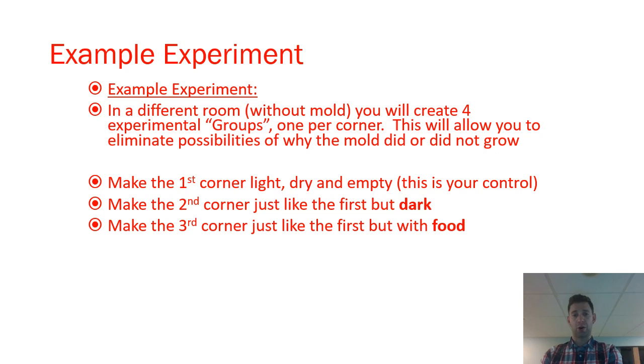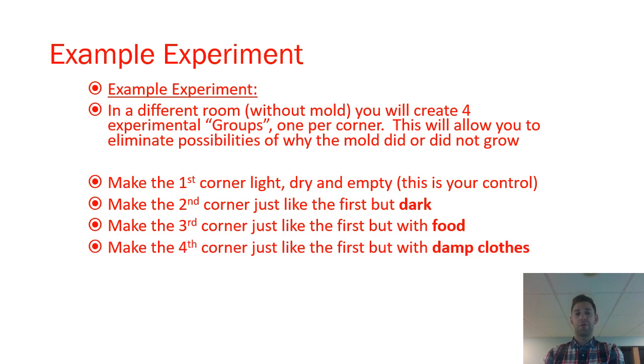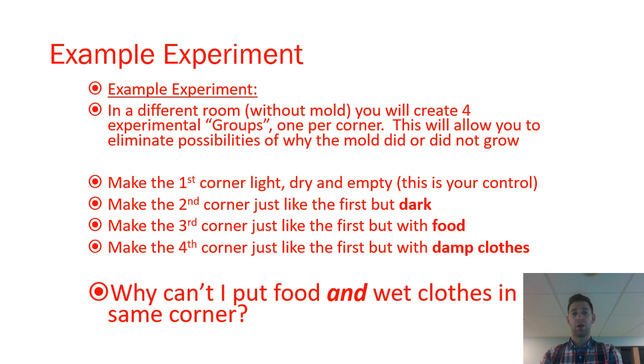Now the third corner is light and it's dry, but there's food in it, testing to see if food leads to mold growth. And then the fourth corner is light and there's no food in it, but there's wet clothes or damp clothes in it to see if dampness or moisture leads to mold growth.